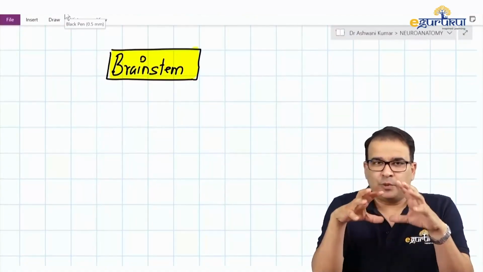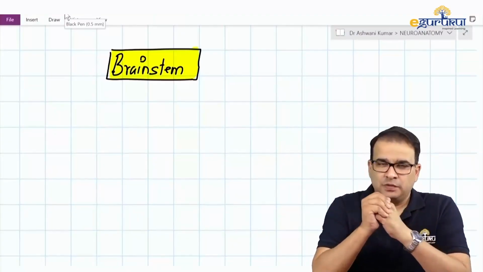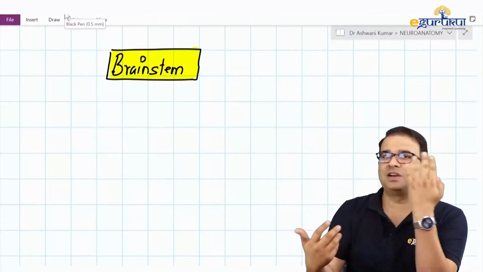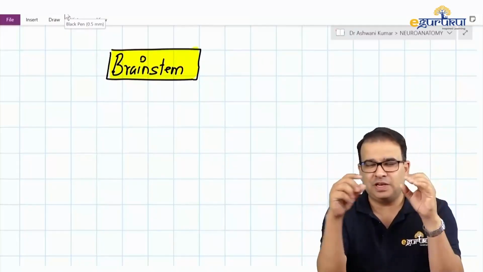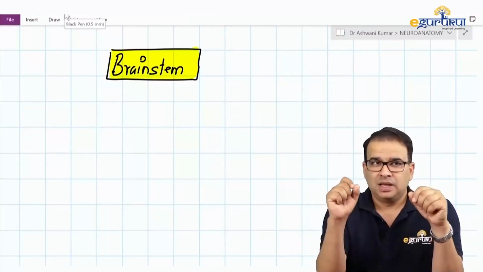But how we're going to approach the brainstem is, first we will look at the morphology, the external features. We will start with the ventral aspect of the brainstem and see how cranial nerves are coming out. We have already discussed cranial nerves, but we need to know how exactly they exit the brainstem and from what point they are coming out.